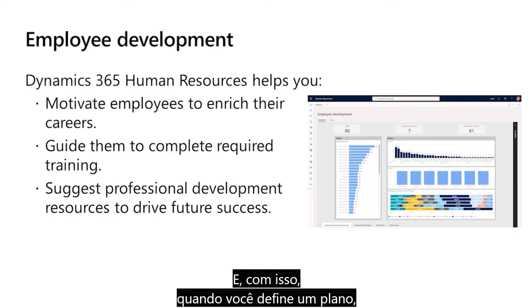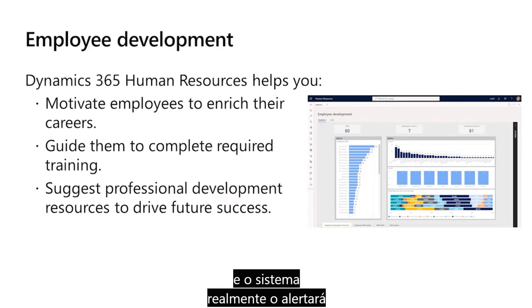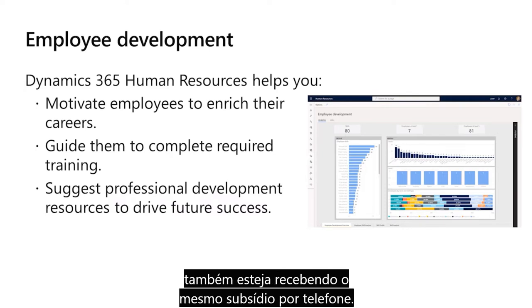And with these, when you set up a plan, it actually allows you to manage it both effectively and equally, because you can see whether or not you pay a phone allowance for one employee, and the system will actually alert you to make sure that an employee in a similar role is also receiving that same phone allowance.